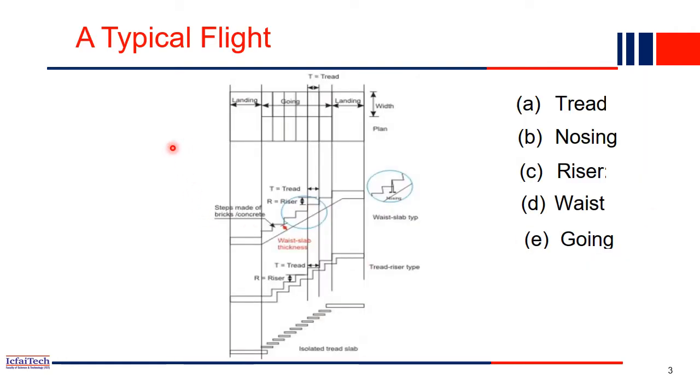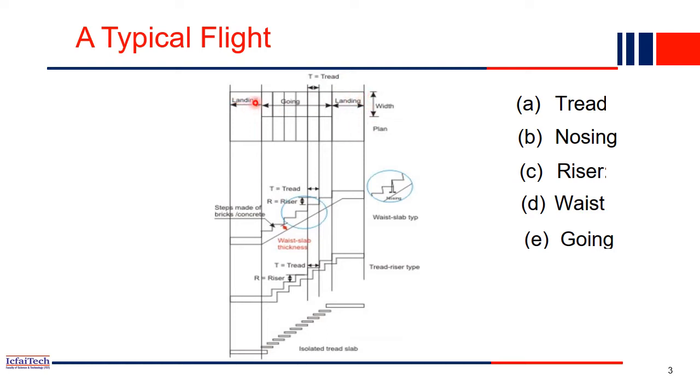So now let's investigate a typical flight. In the flight itself, what are the different elements that are there, that we'll investigate here. As I mentioned in the last slide, there are basically five types of staircases, but here I will be discussing a single flight staircase. If you see the staircase, this is a plan view. So you have the ground floor here and you have the staircase and you reach the first floor.